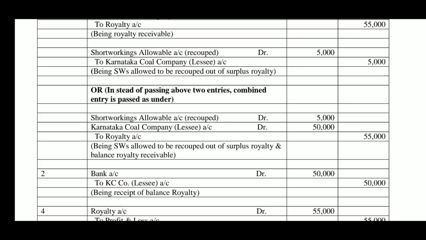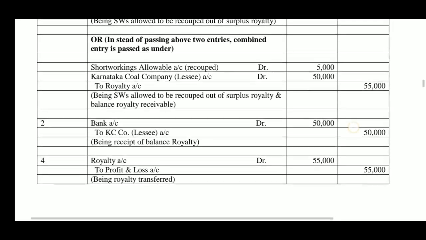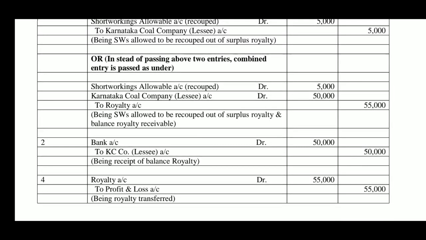So, the students may follow either the first alternative or the second alternative, either to pass two entries or to pass one combined entry. Now, when the actual royalty is received, that is the net amount of 50,000 is received, whether the first two entries are passed or the combined entry is passed, the receipt entry will not change. The same entry will be passed with the amount of 50,000 actual amount received. Bank account debtor to lessee's account, being receipt of balance royalty.